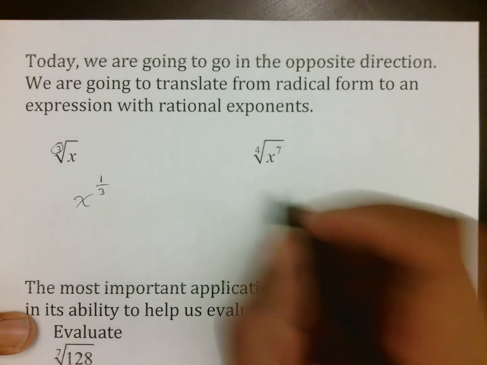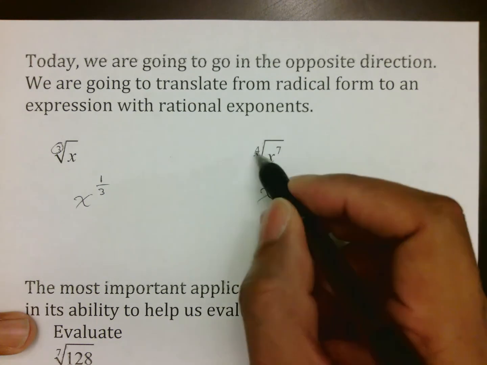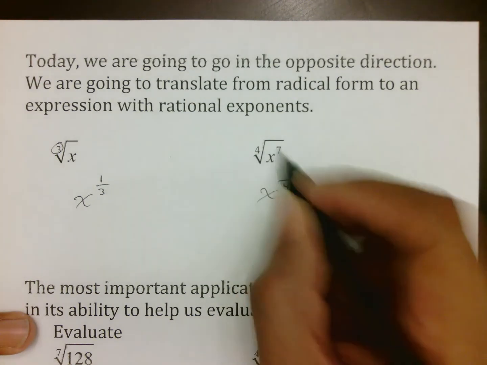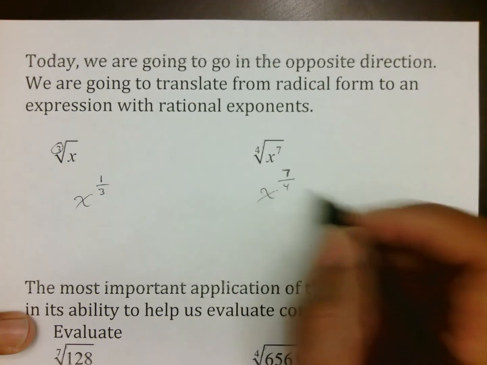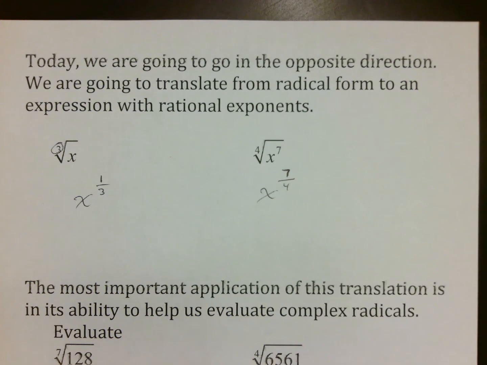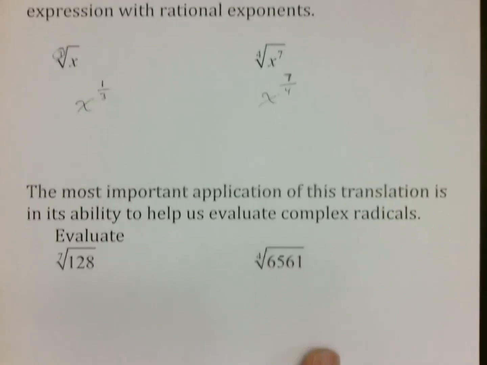Fourth root of x to the 7th. Again, your x is your base. This is obviously your denominator. That number would always be your numerator. It turns into x to the 7/4. So it's really not that tough in terms of the day, which is why it's a good Thursday lesson.